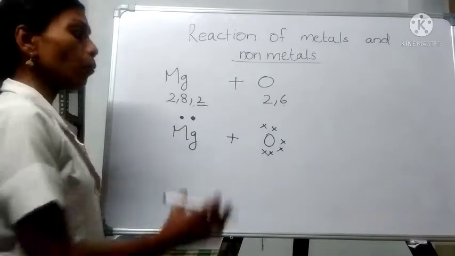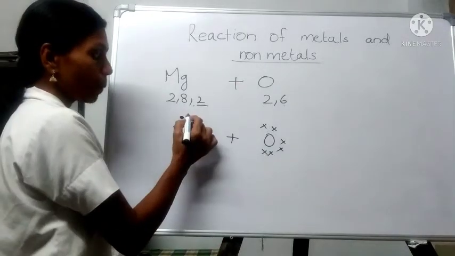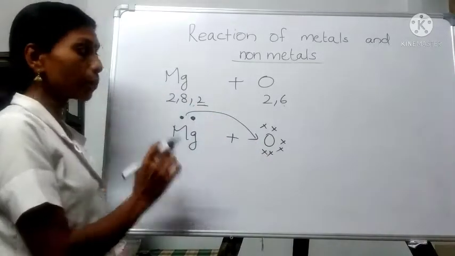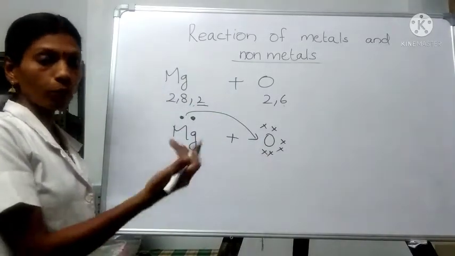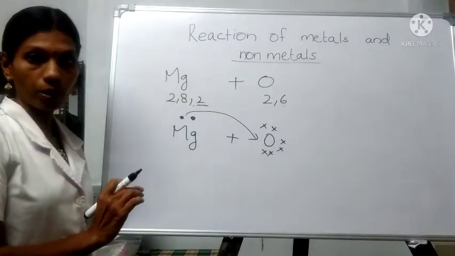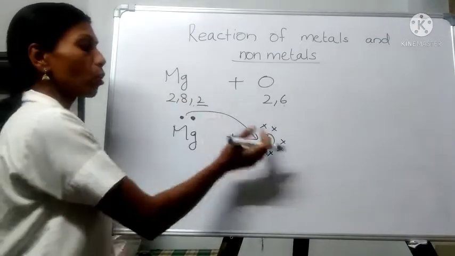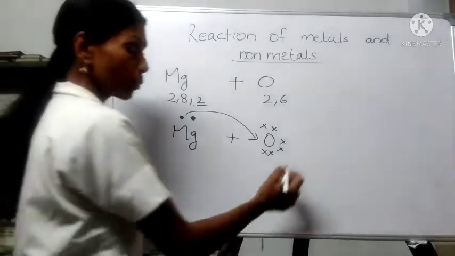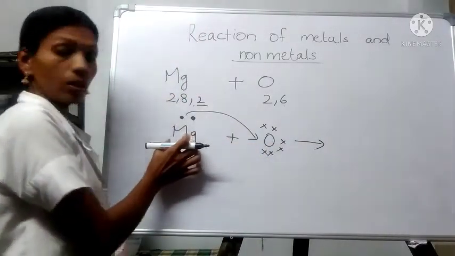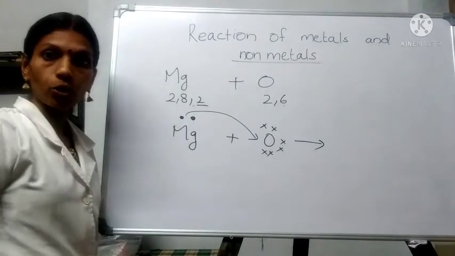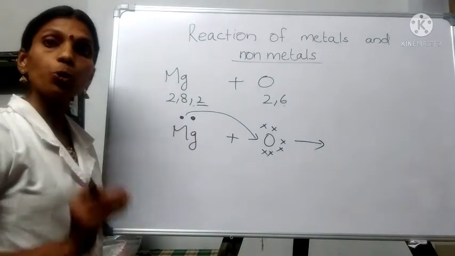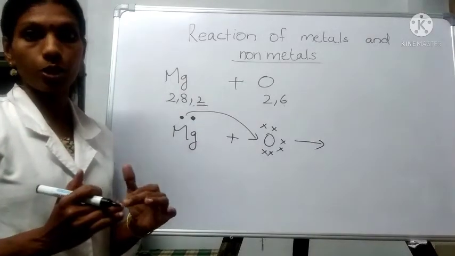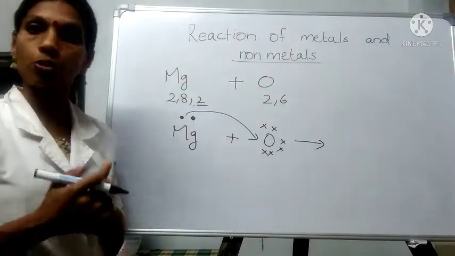Now when they are combining with each other, what will happen? Magnesium is transferring, or giving, these electrons to the oxygen atom. So to show that transfer of electrons, we have to draw an arrow like this. Magnesium is losing 2 electrons to the oxygen atom. Clear? Now what will happen? Here magnesium is losing these 2 electrons and as a result it will get 2 positive charges. If an atom loses electrons, it will get a positive charge depending upon the number of electrons lost.